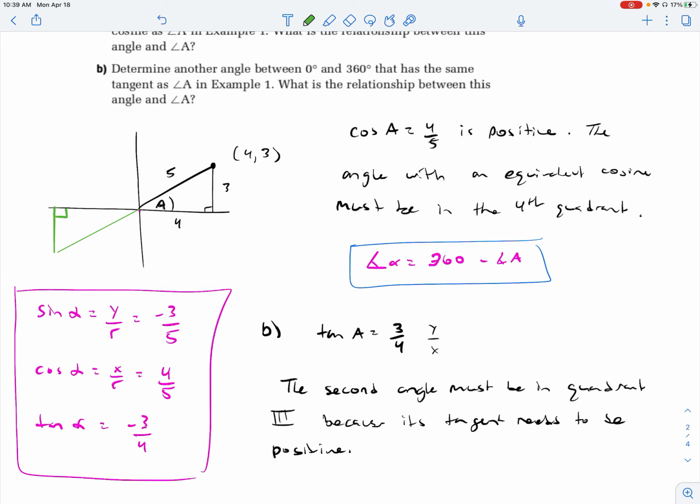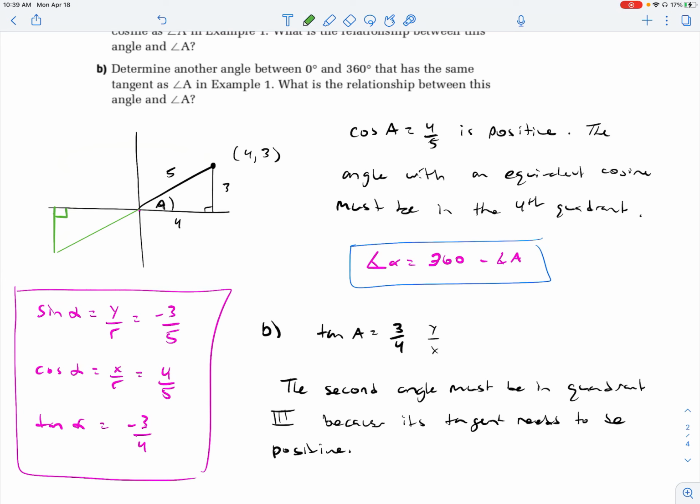So what that means is this side length has to be the same as this, and this side length has to be the same as this. And they need the same hypotenuse too. So basically what I'm doing is I'm reflecting this over the y-axis, and then I'm reflecting it over the x.